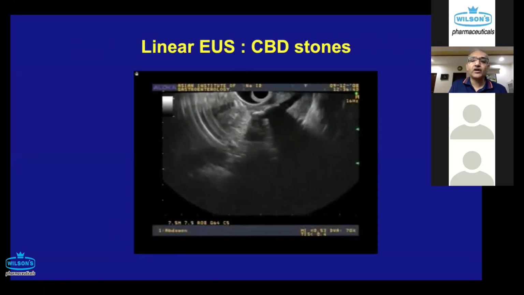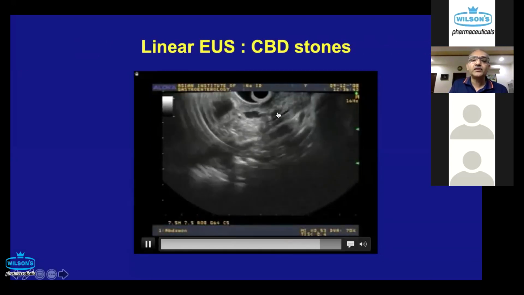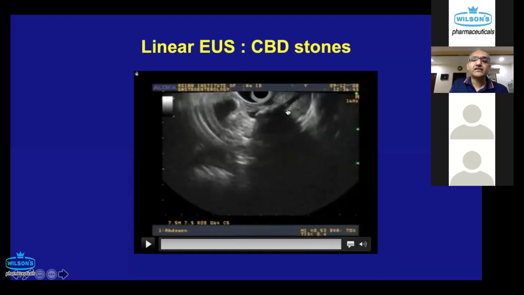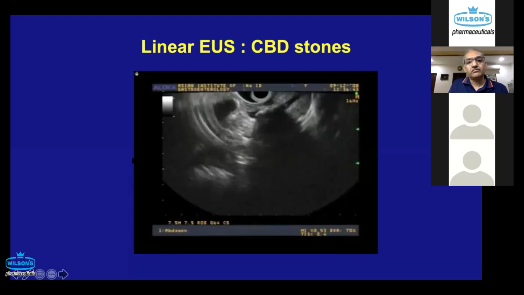Moving forward, it's very good for the CBD stones as well. It depends on how comfortable you are with a linear scope. You can see multiple stones stacked in the CBD. You can see both in the long position of the linear EUS scope as well as the short position.